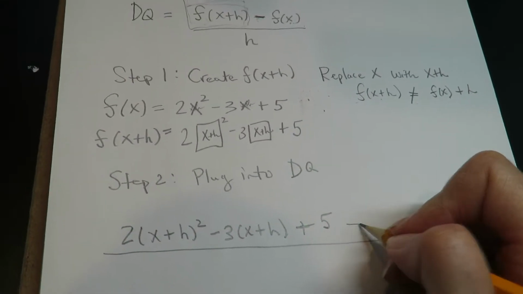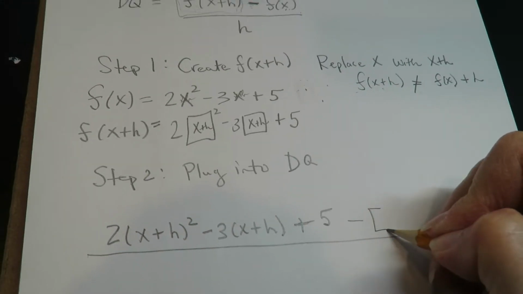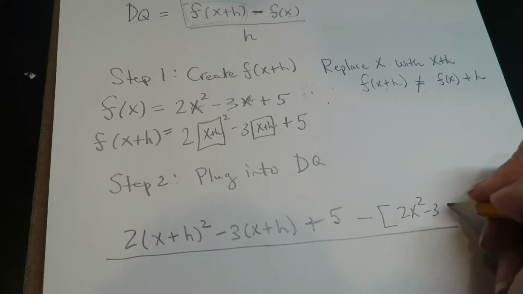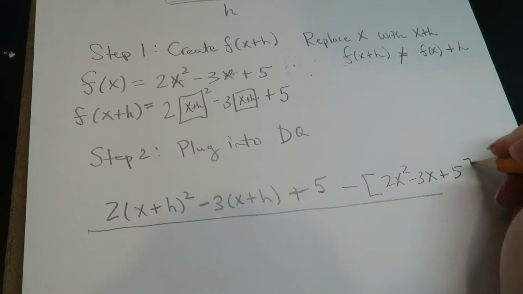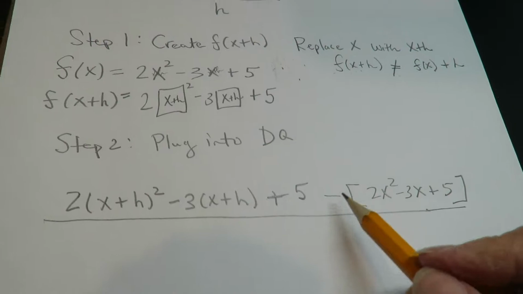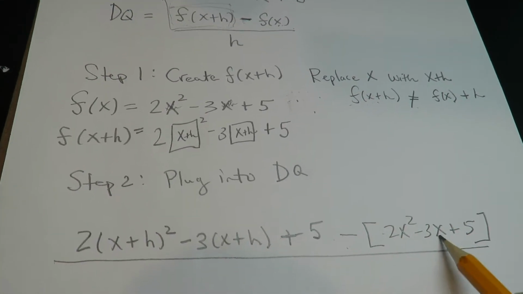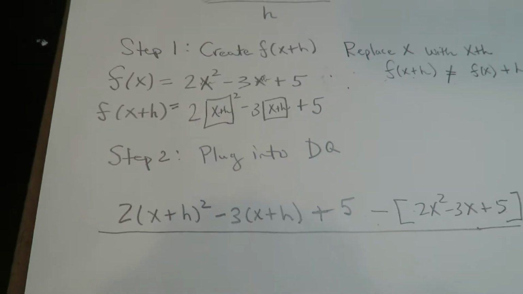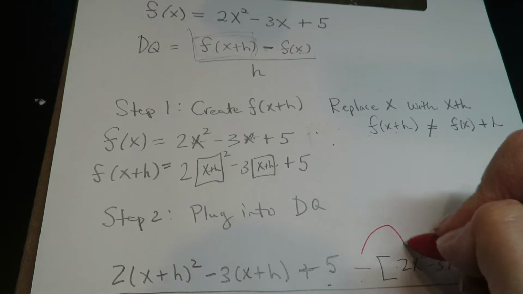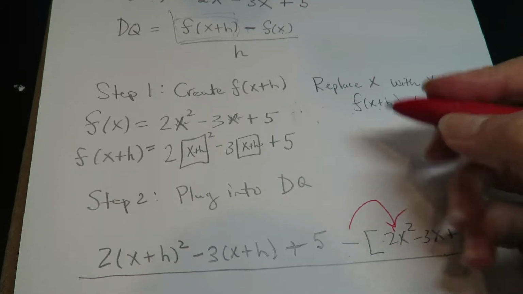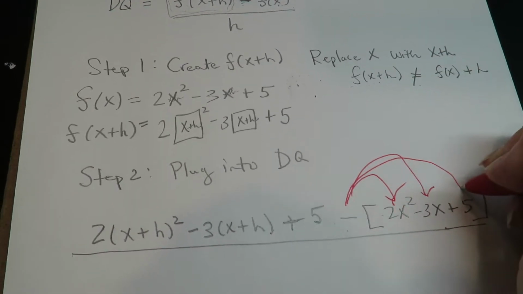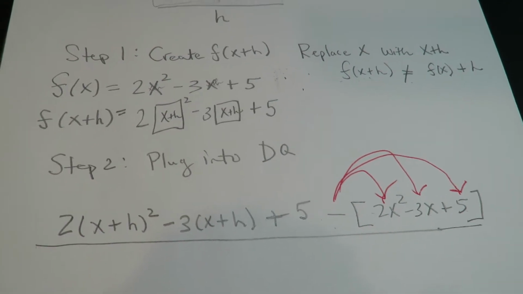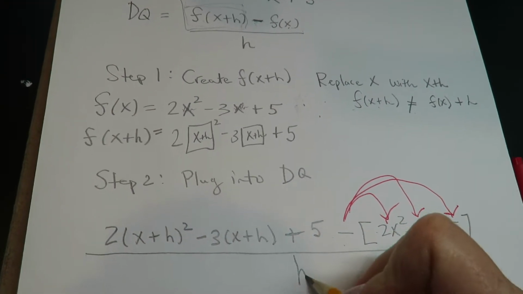So what I tend to do is put a bracket up. So f is 2x squared minus 3x plus 5. Because you have to make sure you subtract each of these terms, not just the first one. Okay, be really careful of that. That will screw you up. So this negative has to be distributed to each of these terms. And this is all over h.